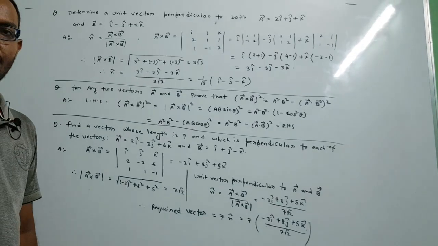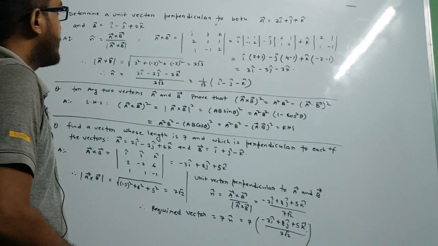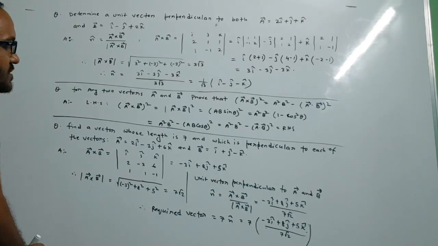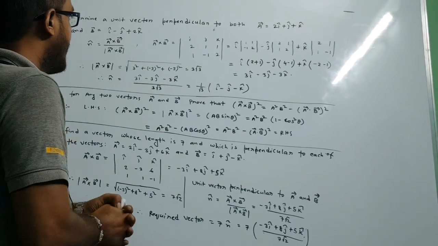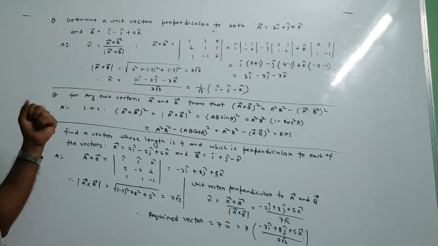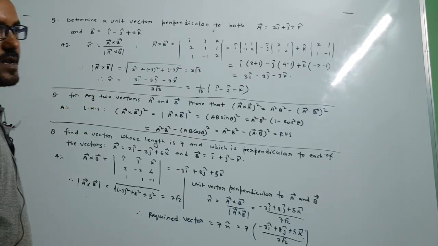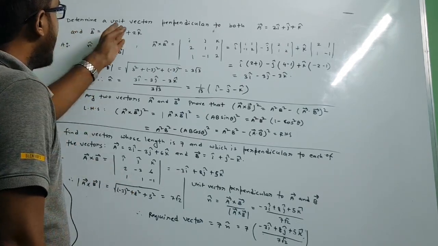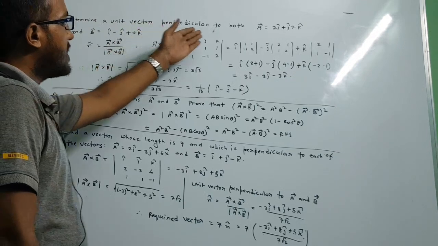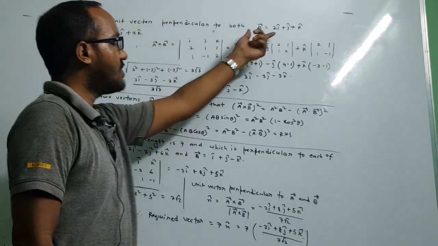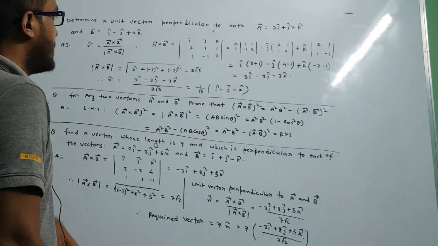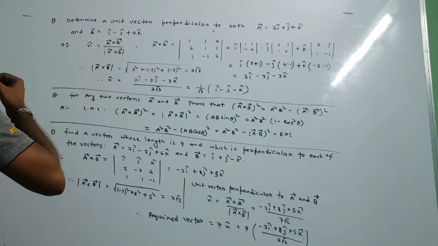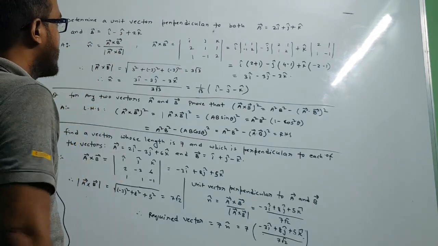Everything right? Okay, let's see three types of problem from vector cross product, or it is simply known as vector product. The first question is, determine a unit vector perpendicular to both this vector, A vector is 2 i cap plus j cap plus k cap, and B vector is given as i cap minus j cap plus 2 k cap.